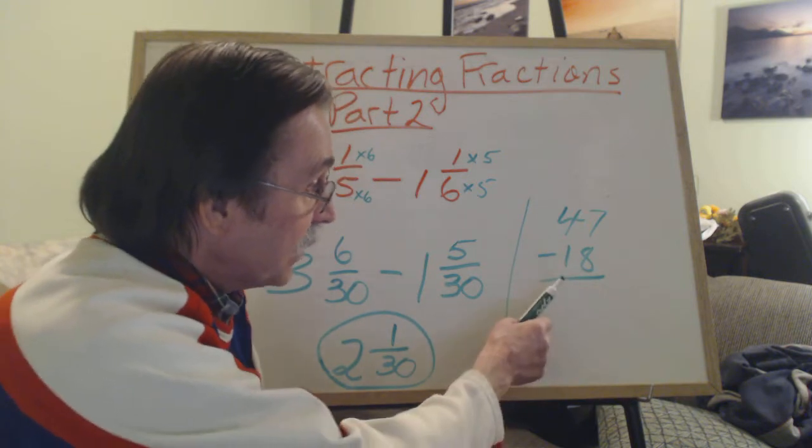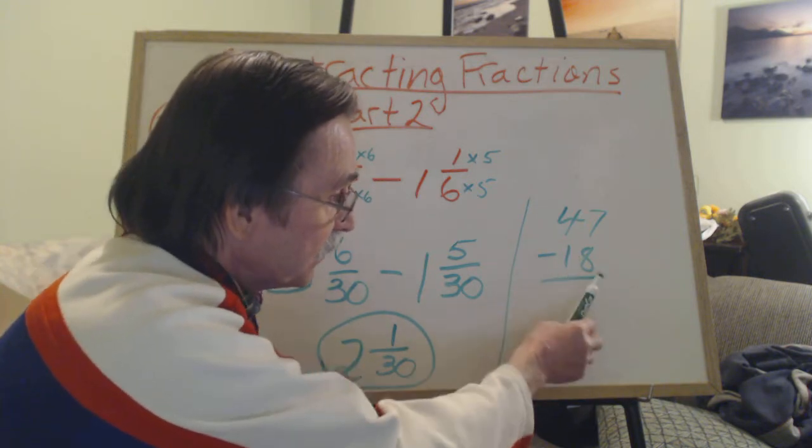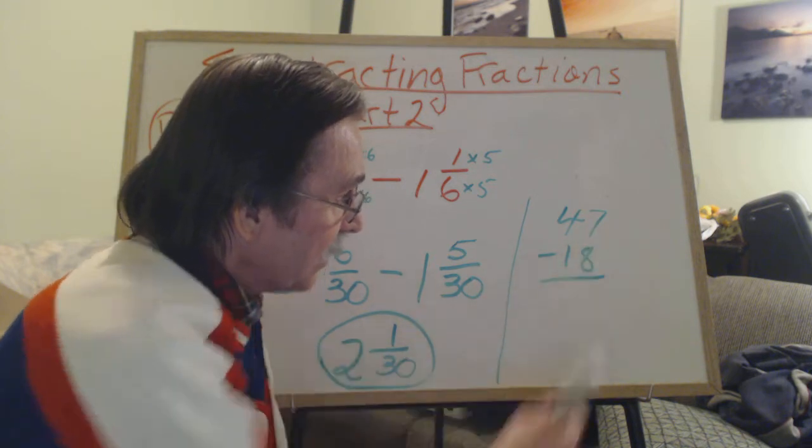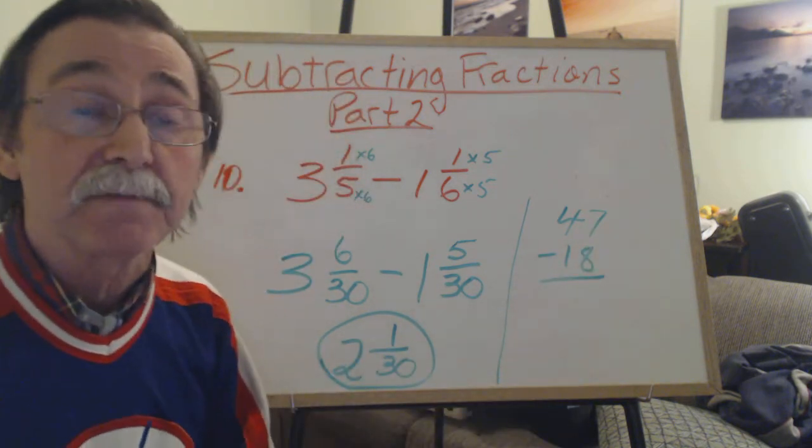This concept that we're getting into right away is borrowed from this. Take a look at this. 8 subtracted from 7 can't be done.